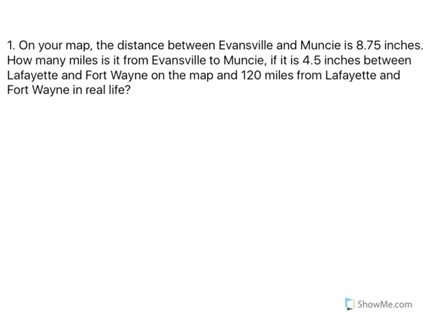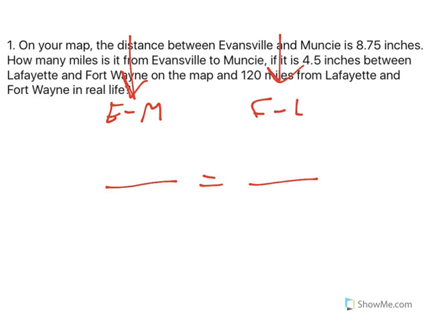Well, what are we talking about here? We're talking about distance from two different spots, right? We've got Evansville to Muncie, and we've got Fort Wayne and Lafayette. So I can use that, right, each one of those. So everything on the left, on this side is all about Evansville and Muncie. On this side is all Fort Wayne and Lafayette. So I will use those.